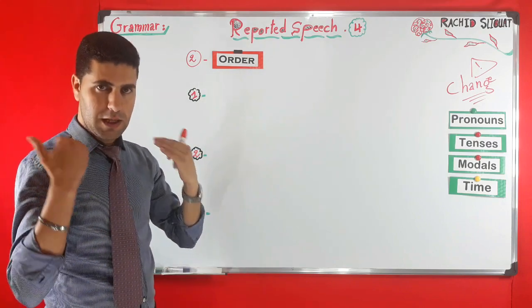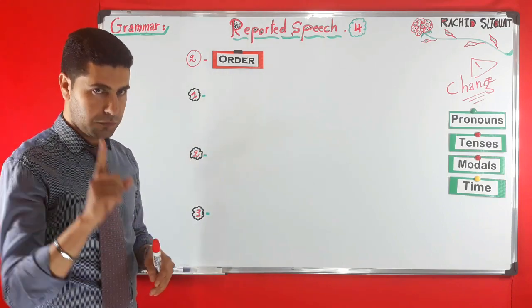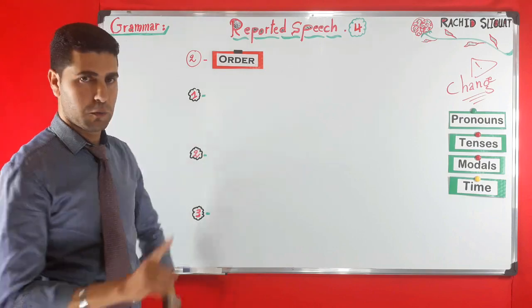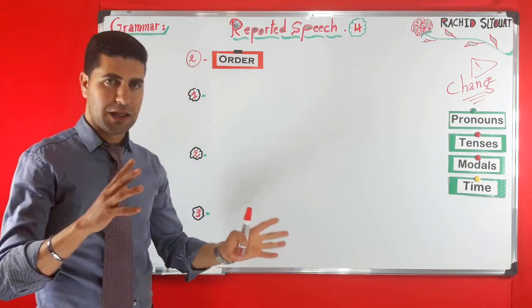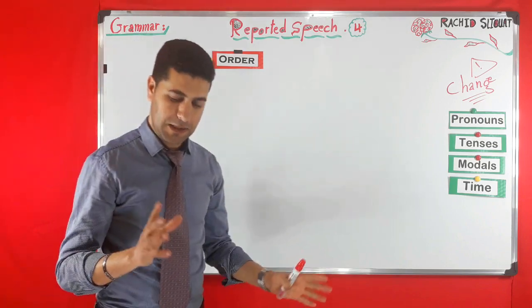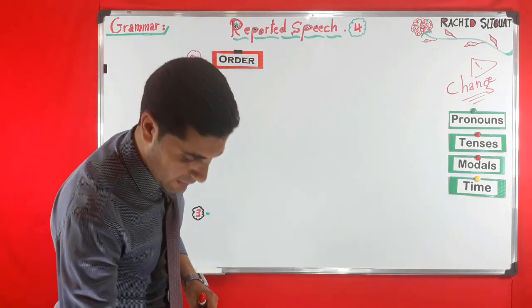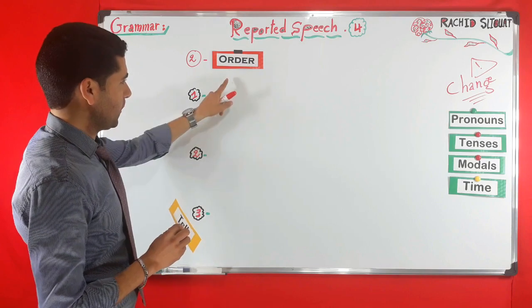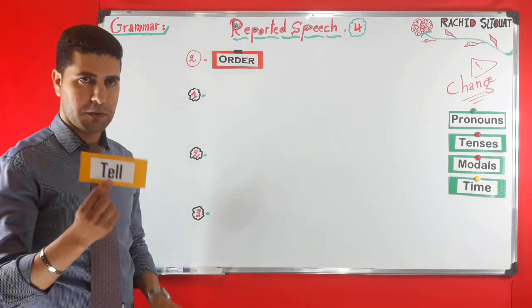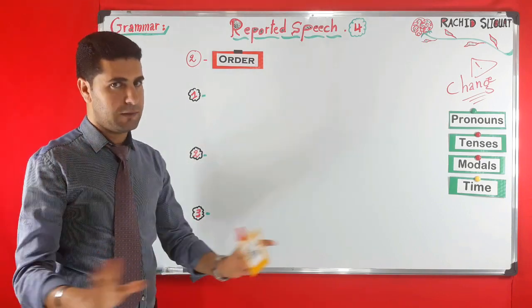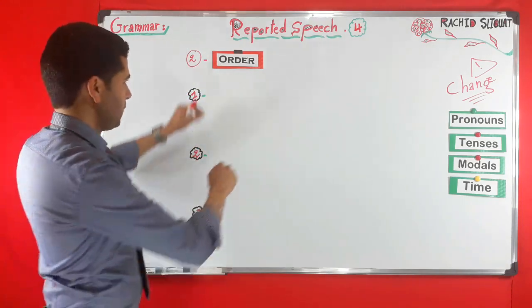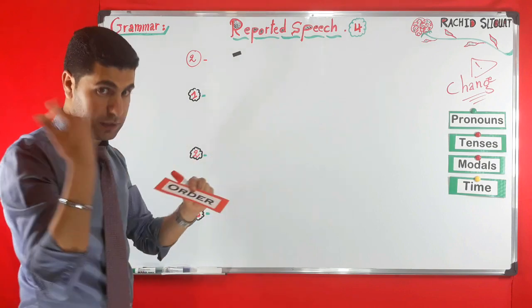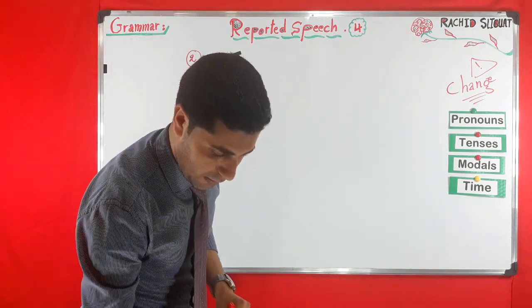In the previous episode, we talked about how to report an order, and we said that an order can be either affirmative or negative. We also said that the reporting verb of an order is most often tell, and tell in the past is told. Now in this episode, we're not going to talk about orders. Orders are something we did in the previous session.